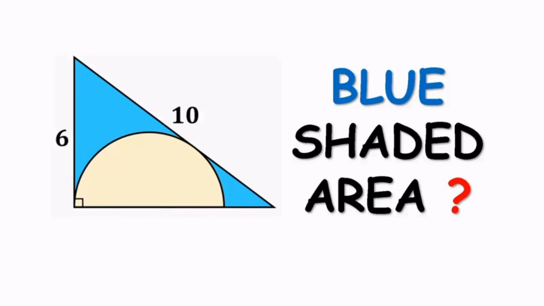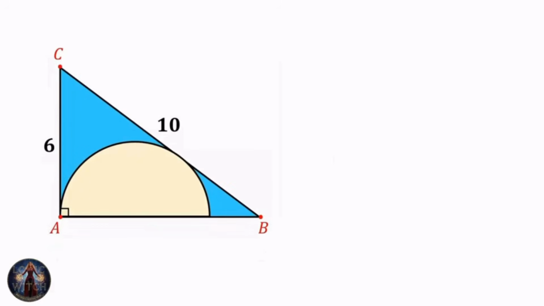So in this video we are going to solve for this problem where we need to calculate the blue shaded area, right? We are given the triangle and two sides of the triangle are already given to us, and we need to calculate this region, that is the blue region area, right? Before proceeding, let's just name the triangle as ABC.